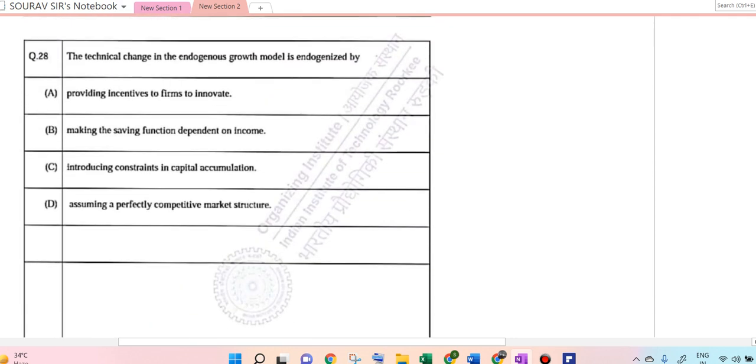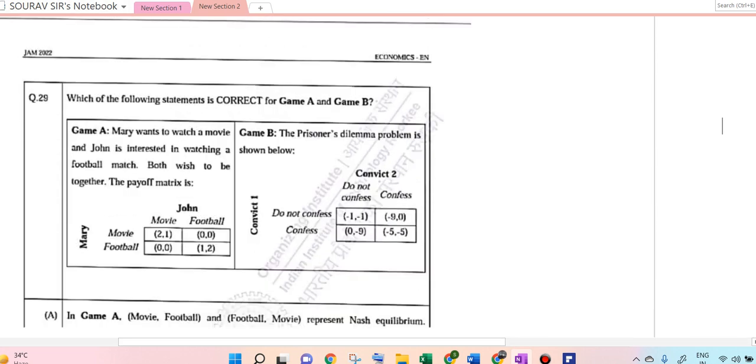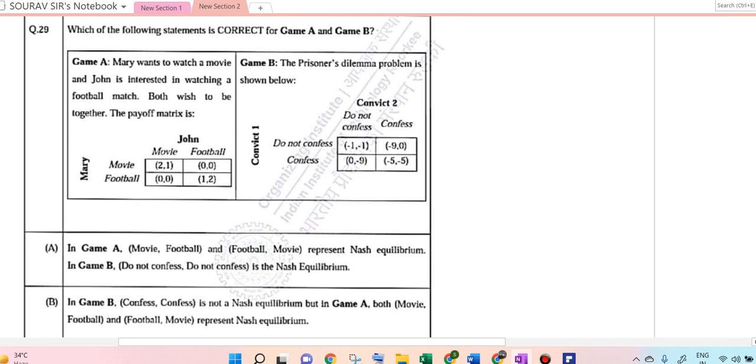Let's go to 29. So this is a game theory based question. In this case we have a movie and football game. So Nash equilibrium, two cases. Let's just solve the first one.